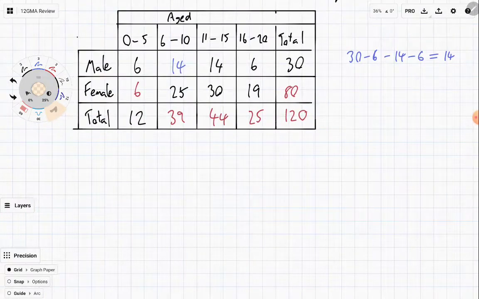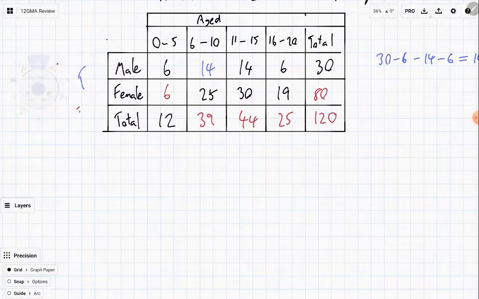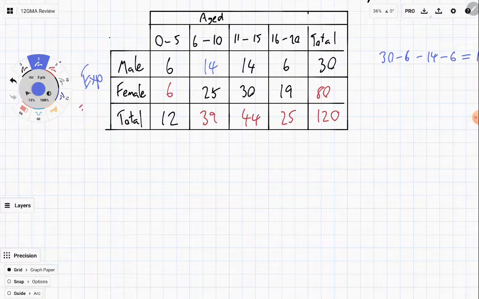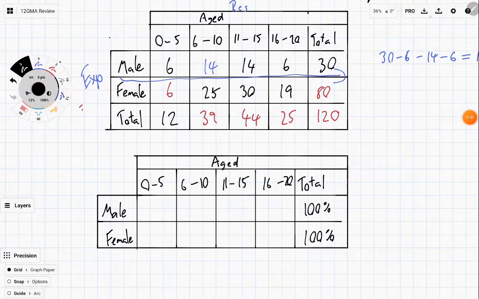And the way we do that is we choose which one we think is the explanatory variable and which one is the response variable. In this case, I believe that the gender is the thing that is explaining the ages. So explanatory and response. Once you know that, you do your percentage two-way table going down towards the direction of the explanatory variable.